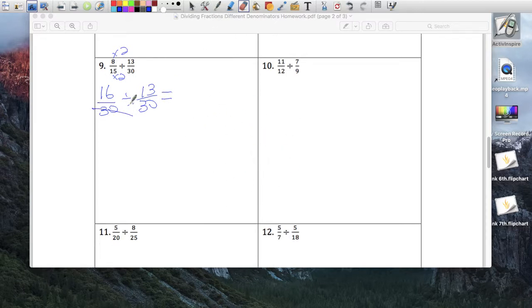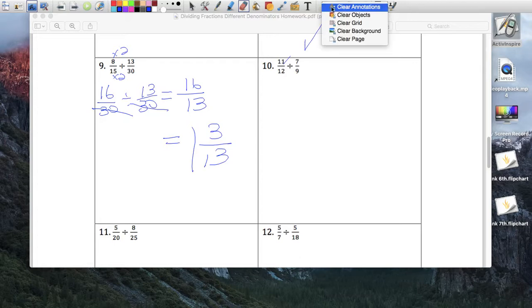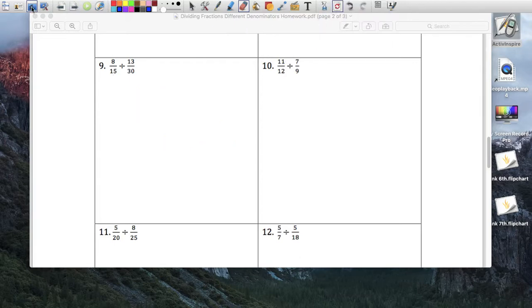We can do this now, right? Because the denominators are the same. And I get 16 over 13, which if I turn that into a mixed number, becomes 13 goes into 16 one time, 3 left over 13. Okay, so I think that's where I'll stop because you can do the rest. If you have questions, just ask.